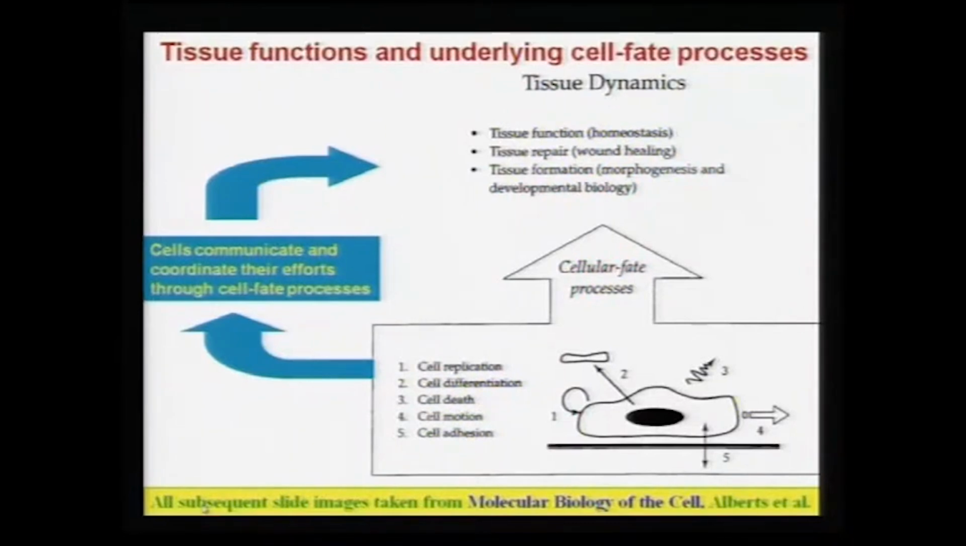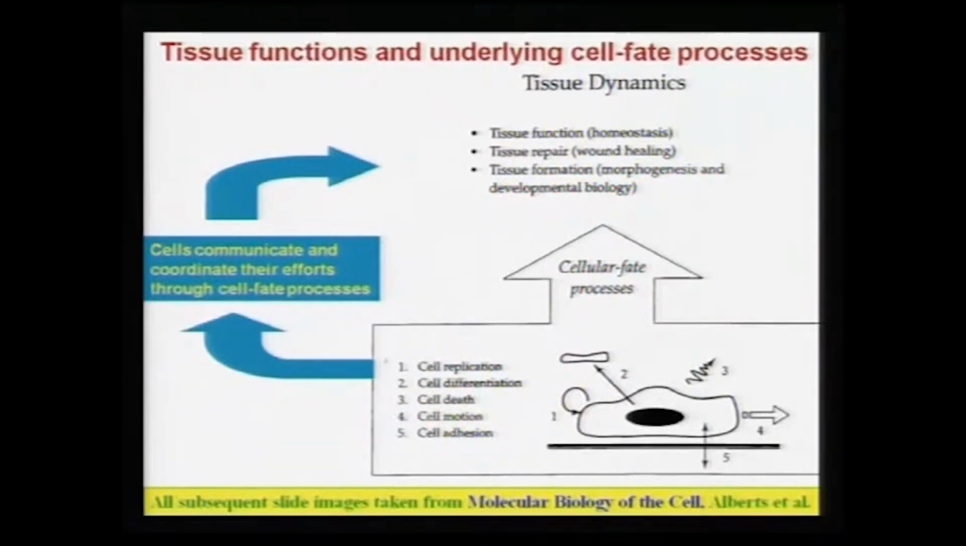So, this is the overview of what I was just discussing 2 minutes ago, that is, the tissue functions and underlying cell fate processes. Now, coming to tissue functions, like homeostasis, as I will discuss later, cell survival, cell differentiation and cell motility are all essential components of the homeostasis process. The second one is tissue repair, that is, the wound healing process. The third one is tissue formation, like morphogenesis and developmental biology.